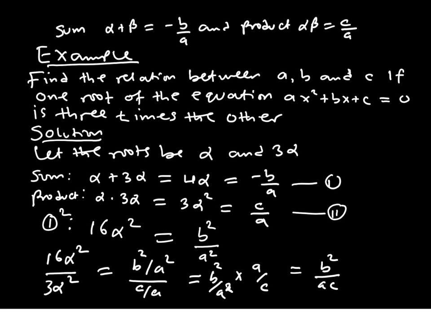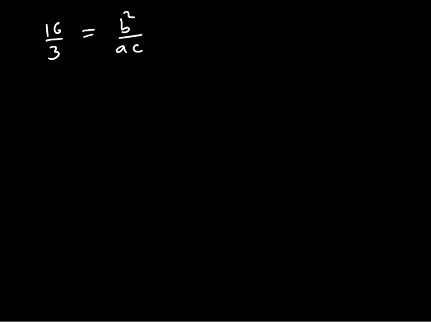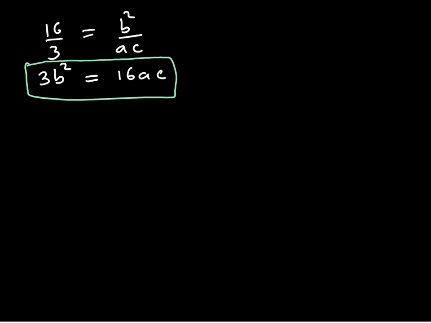So let's go ahead and write the relation. Remember, on the left hand side, this goes in the process. So we have 16 over 3 is b squared over ac. If you go ahead and cross multiply, you have 3b squared is equal to 16ac. And that's the relation they are talking about. This is the relation between a, b, and c if one root of that equation is thrice the other. Let's look at example 2.